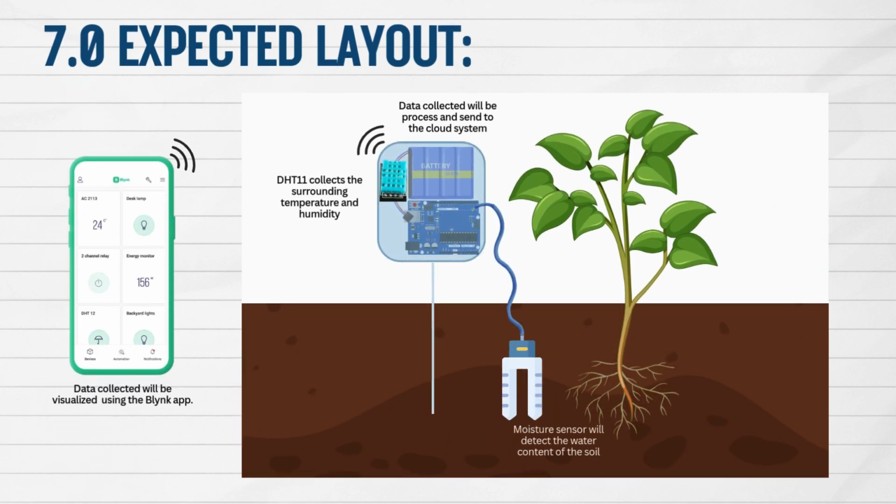Farmers can monitor their soil conditions anytime, anywhere using the Blynk app. This real-time data allows for smarter decisions, like when to water crops or adjust farming practices for better yields. By optimizing water usage and improving efficiency, this project contributes to sustainable agriculture. Future developments could include AI-powered predictive analytics, making farming even smarter.